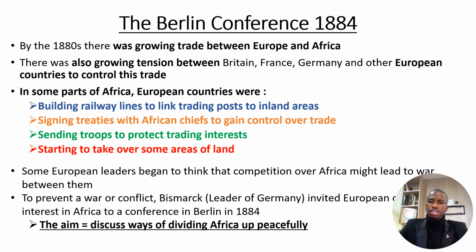And this was something that a man wanted to prevent. This man was Bismarck. Now, to prevent war or conflict between European countries, Bismarck, who was the leader of Germany during this time, invited all European countries that had an interest in getting a piece of Africa to a conference in Berlin in 1884. Hence, we call it the Berlin Conference of 1884.